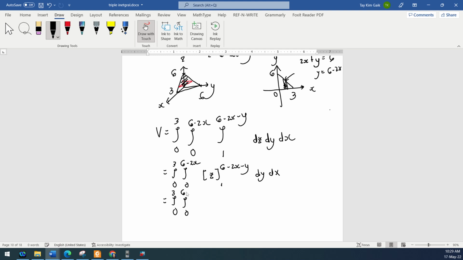Now integrate 1, you get z. So put in the limits, you get 6 minus 2x minus y, minus the lower limit, which is 1. Then dy dx.